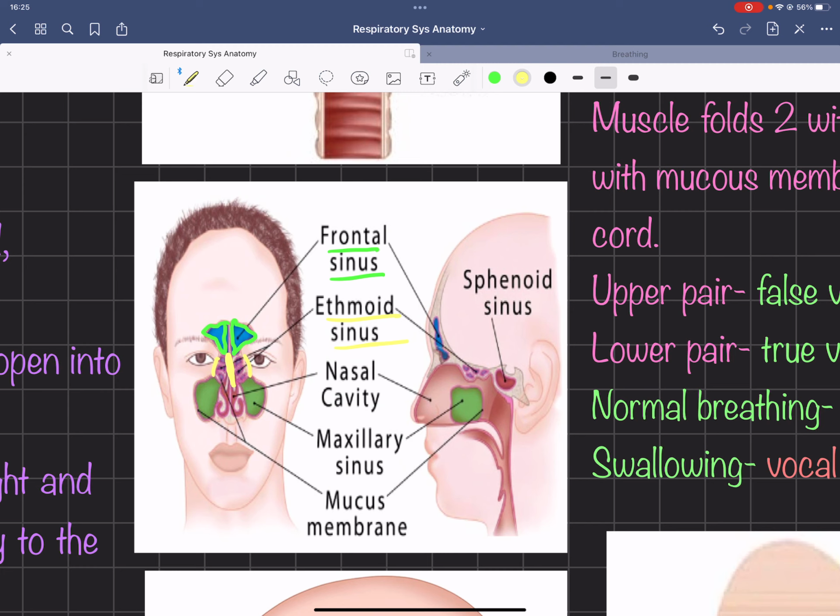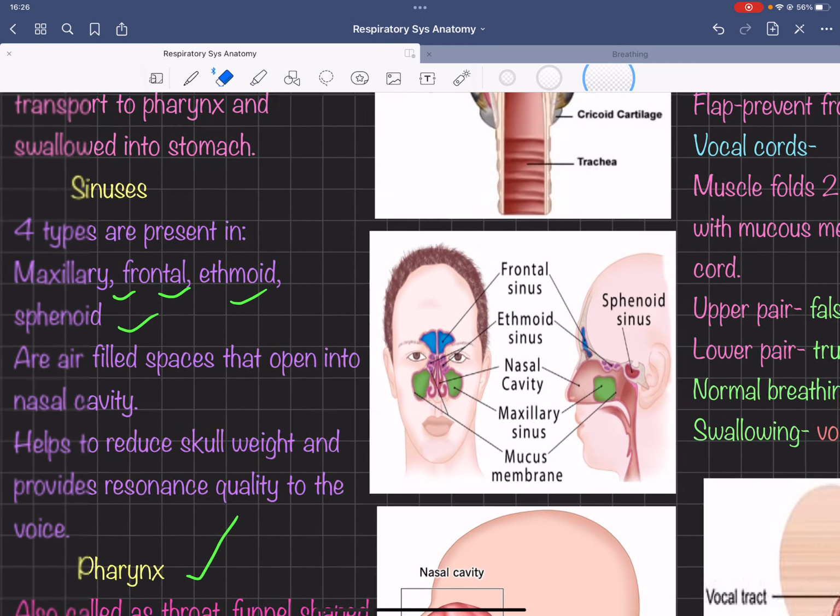Likewise, the maxillary sinus is present in the maxillary bone, on the lateral aspect of the nose above our mouth. Along with that, nearby our ear we have another sinus, the sphenoid sinus. So in this way, different sinuses are present on our face, and these are air-filled cavities which help to reduce the weight of the skull.